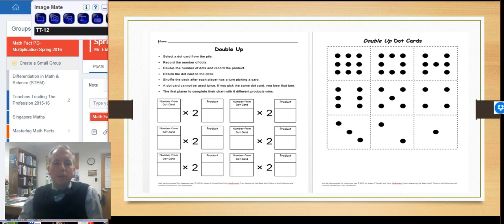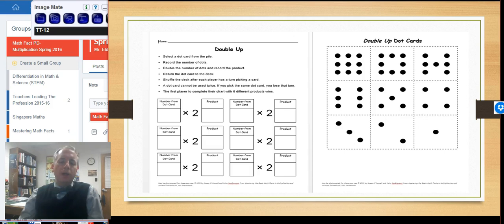So I pull out my card, there's my 4, so I get my 4, I take 4 times 2, that gives me 8, right? We shuffle them up, the next person grabs theirs, they fill theirs in, and we continue doing this, right? If I pull the 4 again, I can't do that turn, so I lose that turn. And the first player who gets their chart filled with 6 different products.